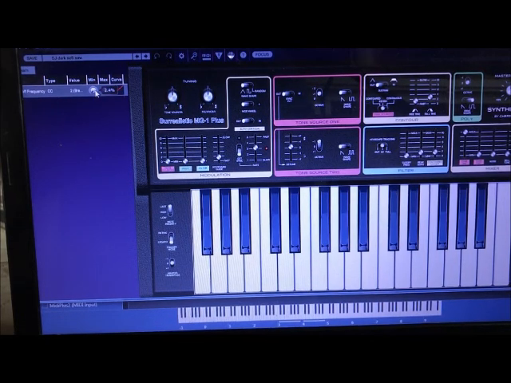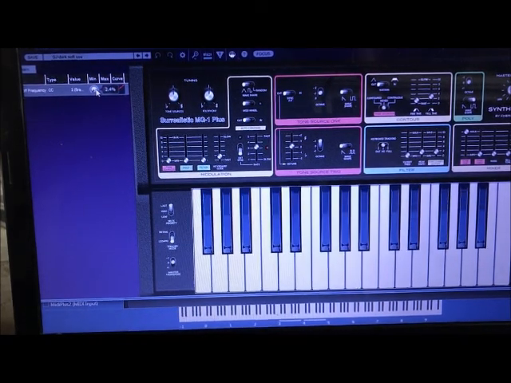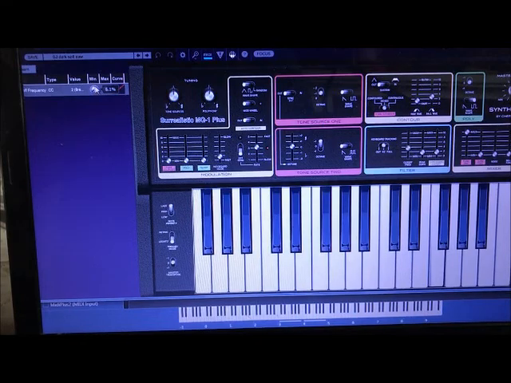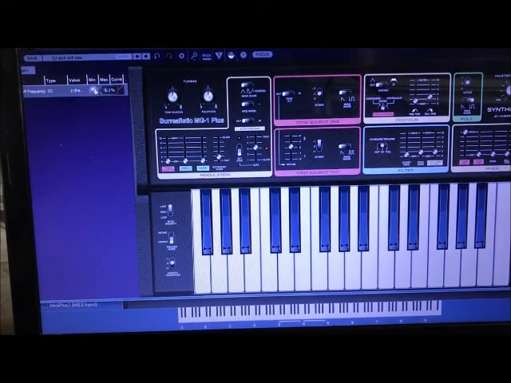See, this is actually a little low on the minimum. I'd probably bump this up just to get a little more articulation. So like that. And this is the kind of envelope amount.